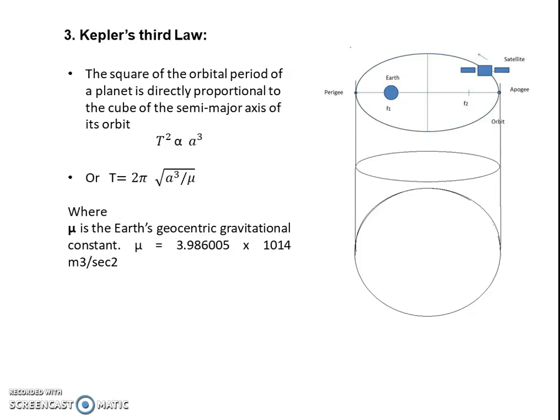By removing this proportionality sign, we can get the formula of the time period of a satellite in its orbit, which is T is equal to 2 pi times the square root of a cubed over mu, where mu is the Earth's geocentric gravitational constant and its value is 3.986005 times 10 to the power 14 meter cubed per second squared.